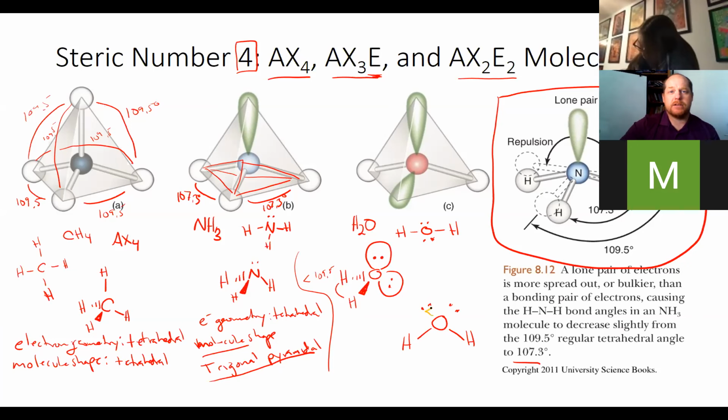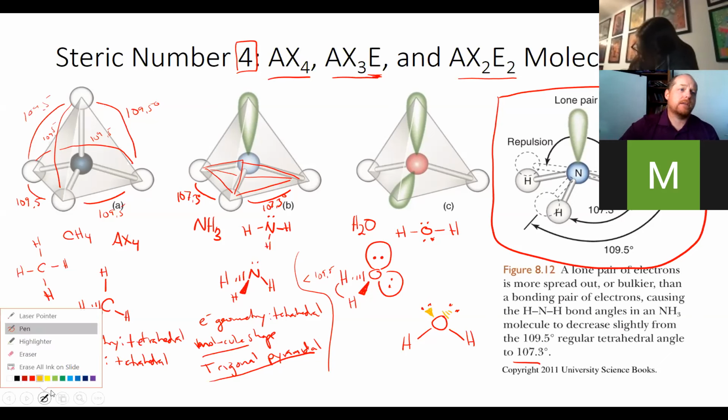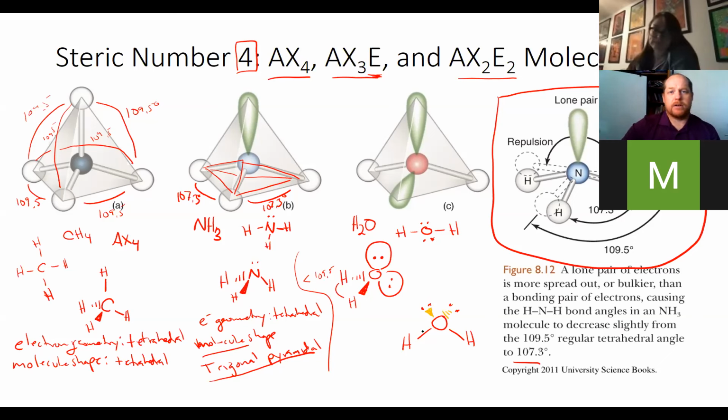If I draw it like that, here's a wedge saying that that lone pair of electrons is coming out of the page at you. And here's the dashed line saying the lone pair of electrons is away from you. And so if we do it that way, then we can look at this bond angle a little bit easier. And so that's less than 109.5 degrees. So it's more like 104.